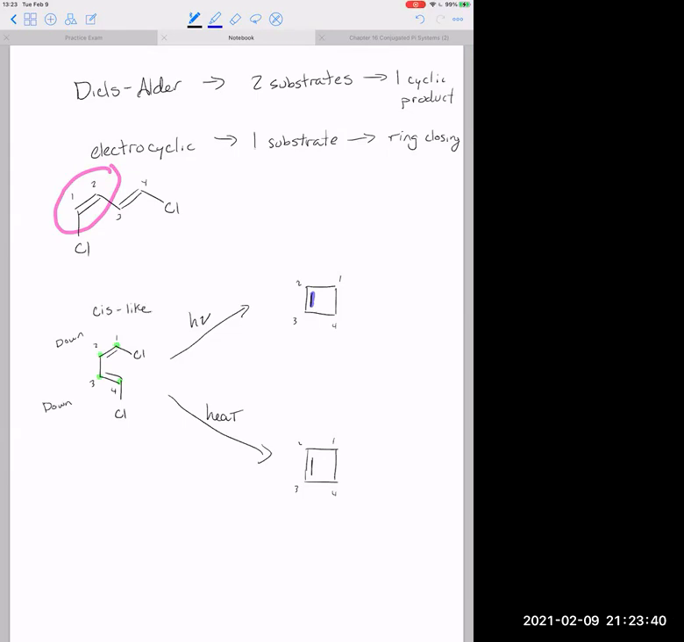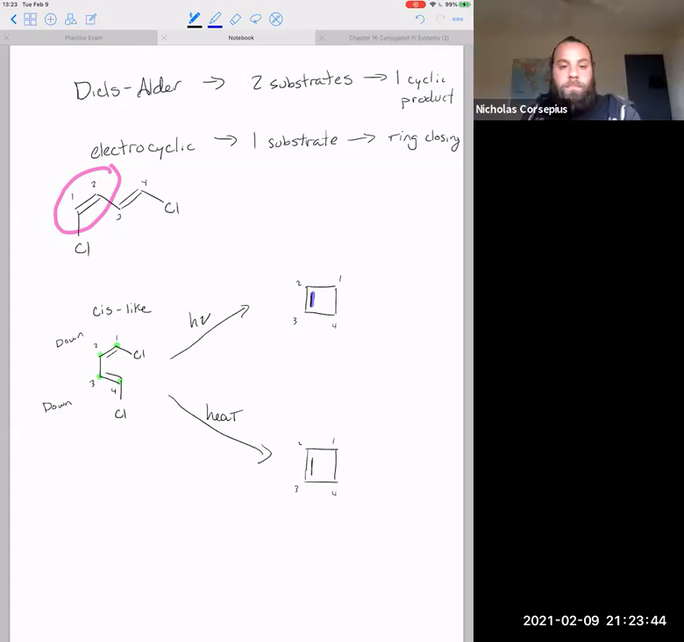I think that's where I was confused, because I don't know what you meant by cis-like and trans-like. So let me just draw the other, trans-like version. It would be if one of them was pointed up and the other one was pointed down, that would be trans-like.